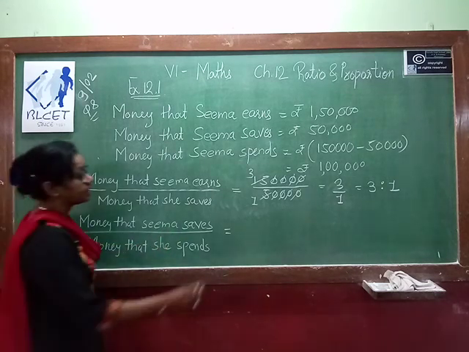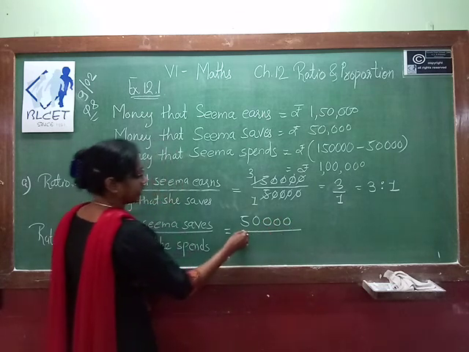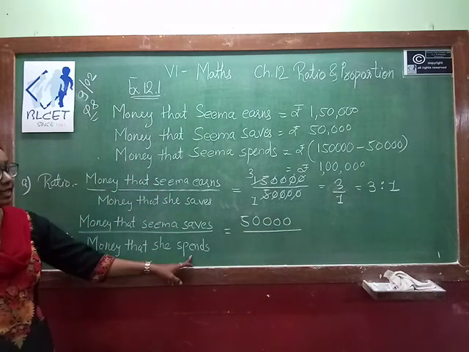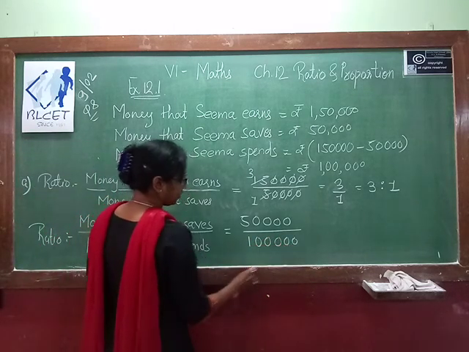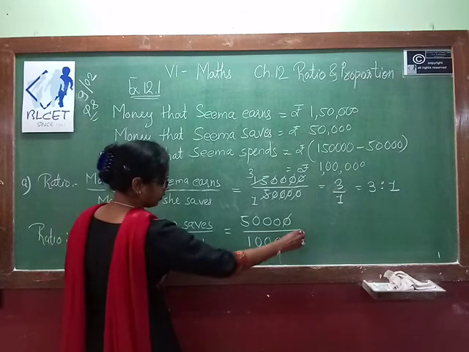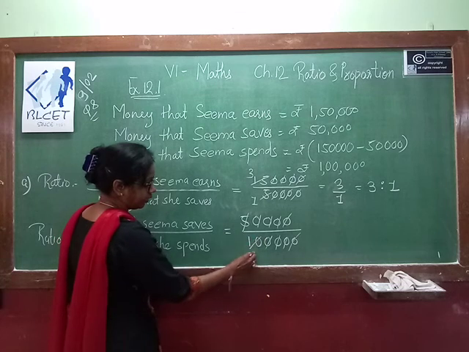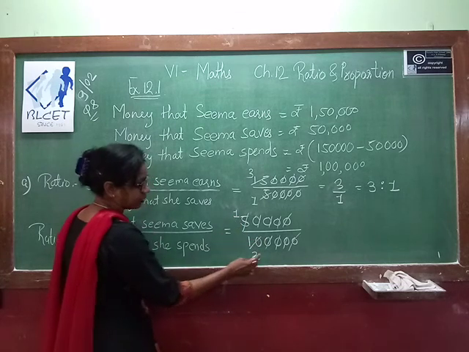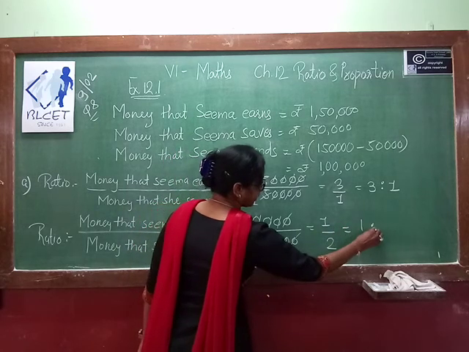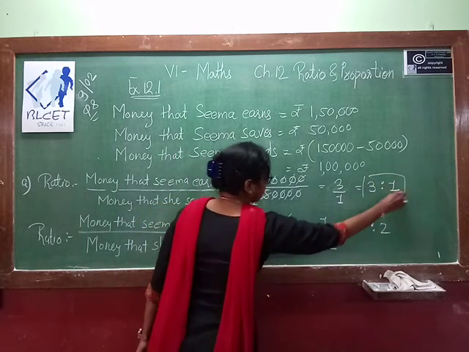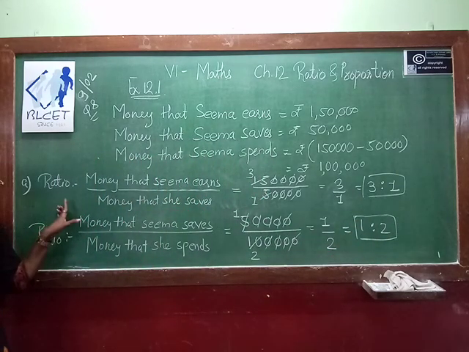Now B part, we have to find the ratio of money that Seema saves to money that she spends. The saving amount is 50,000 divided by money that she spends, that is 1 lakh. Now do the cancellation. 5 1s are 5, 5 2s are 10. So what is the answer? 1 divided by 2. So the ratio is 1 is to 2. So this is our answer for A part and answer for B part. This way we can solve question number 8.